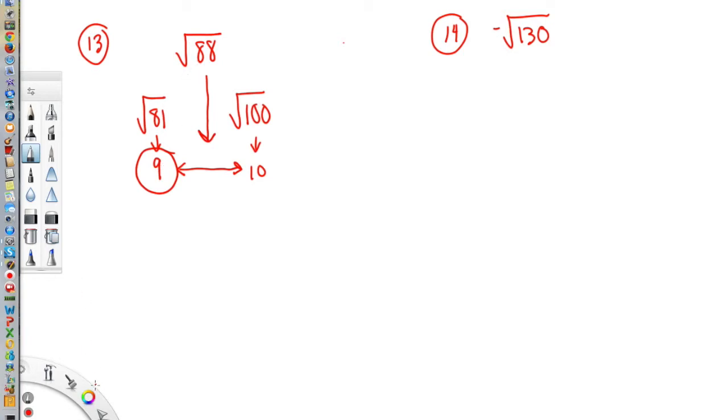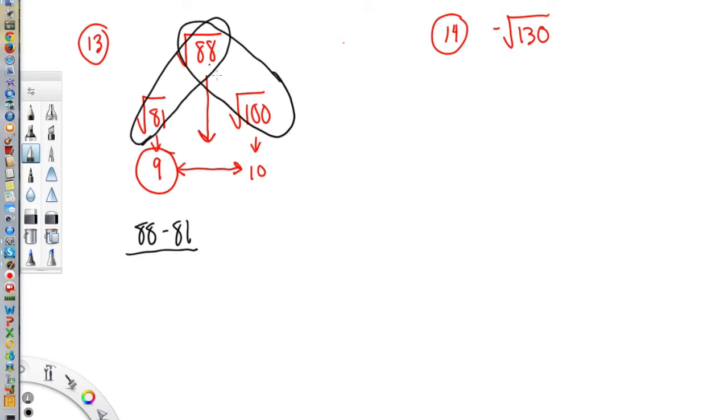And once again, I need to go beyond just finding it to the nearest whole number. I'm going to find it to the closest hundredth. And how do I do that? I take the difference of my first two square roots, 88 and 81, and that's going to be my numerator. And I find the difference of my second two square roots, which is 100 minus 88.